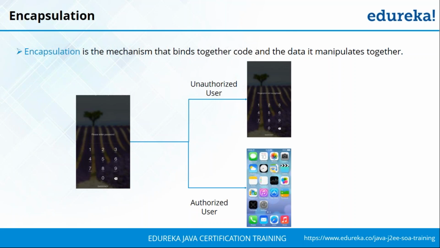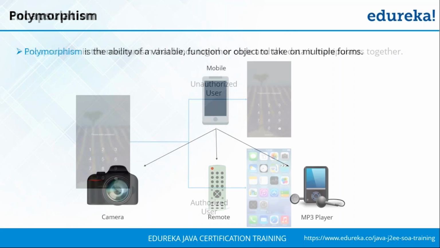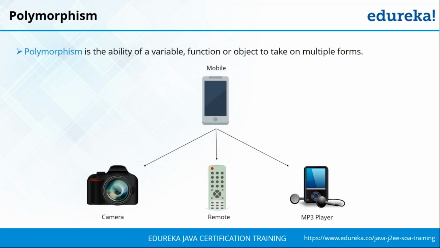Now, the next concept with respect to object-oriented programming is polymorphism. By polymorphism, I mean the ability for a variable, a function, or even an object to take multiple roles apart from its usual role. And I don't think there's a better example than the image shown below here.